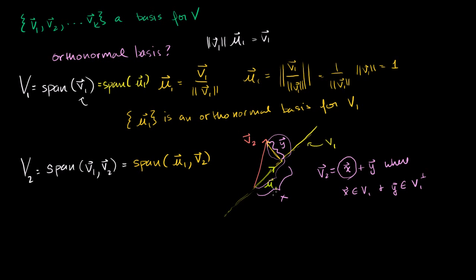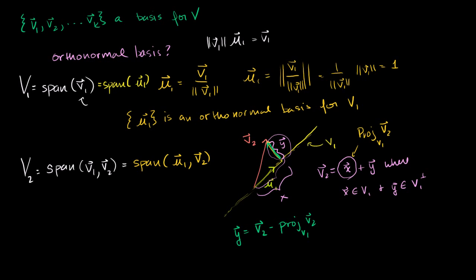And what is this vector x by definition? This vector x is, by definition, the projection of v2 onto the subspace v1. So the vector that we're trying to find, the vector y, that if we find it we can replace v2 with, the vector y is just equal to v2, let me write it this way, minus the projection of v2 onto v1.